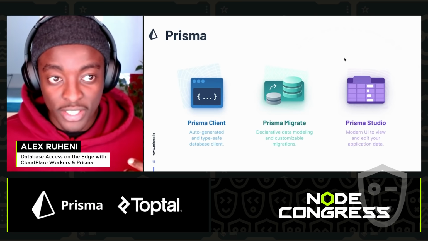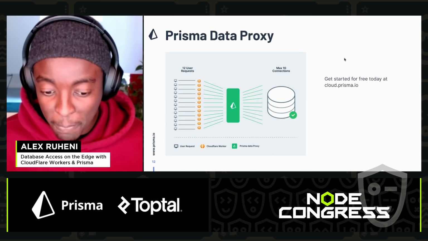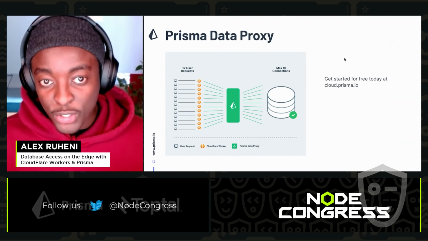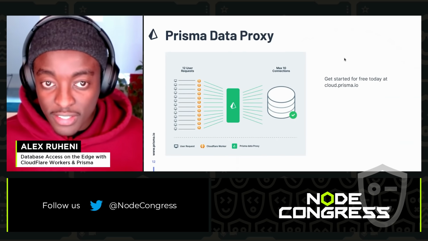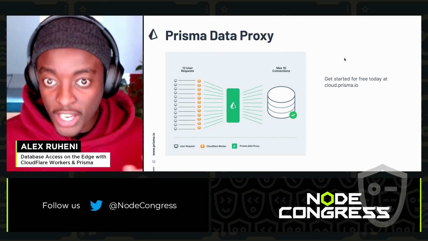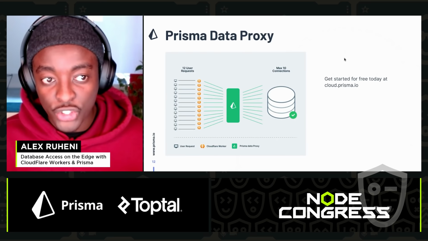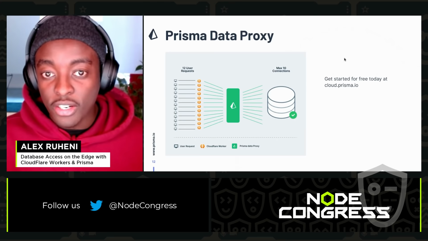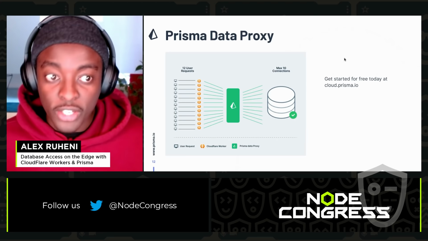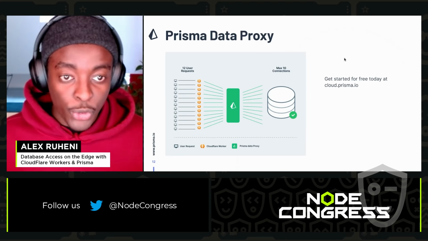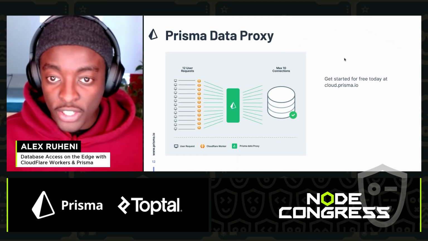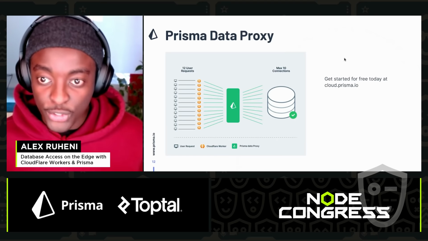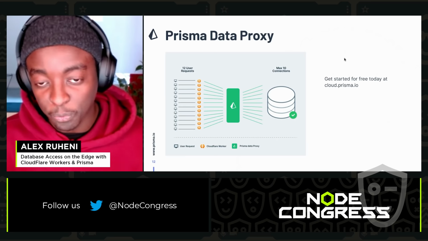And now this brings us to the Prisma Data Proxy. It's an intermediary between your application or serverless function and your database. It helps you manage connection pools by ensuring that you don't exhaust your connection limits, which would lead to failed requests. So when you query your database, the Prisma Client would connect to your database via the Data Proxy that would use HTTP.